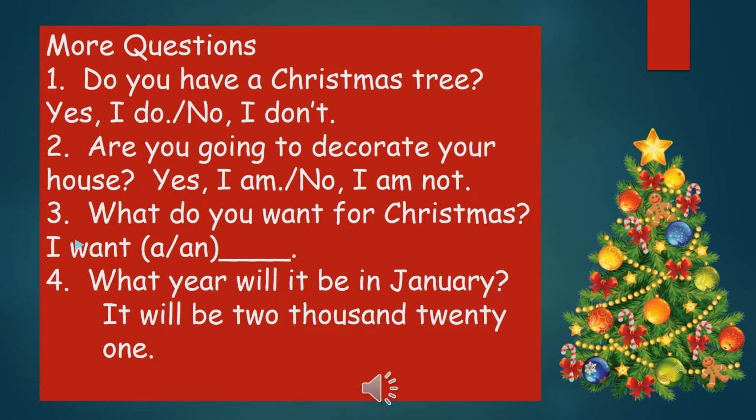4. What year will it be in January? You have to teach them this. It will be twenty twenty-one rather than saying two thousand twenty-one. To say the last question in Japanese is January 1月は何年になりますか?